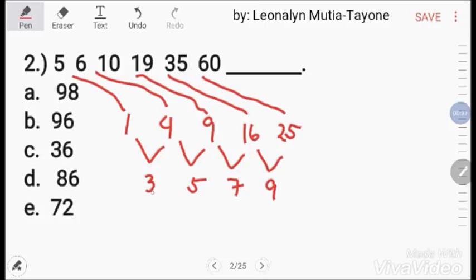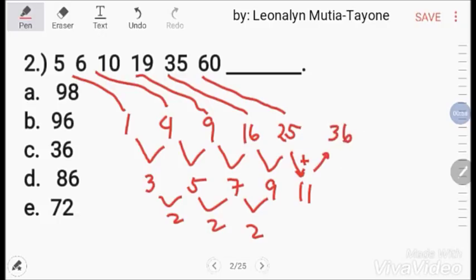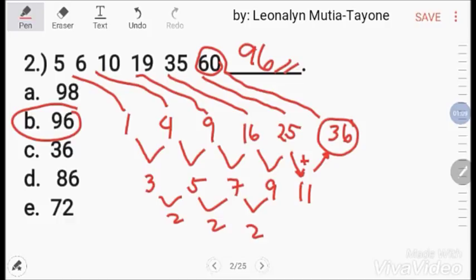That means 3, 5, 7, 9. So, may 2 in between. So, ang next sa 9 na odd numbers is 11. So, kung 11 to, ibig sabihin, i-add mo 25 plus 11, and that is 36. Itong 36 na to, ito yung i-add mo sa 60, and that is 96. So, ang answer ay 96.